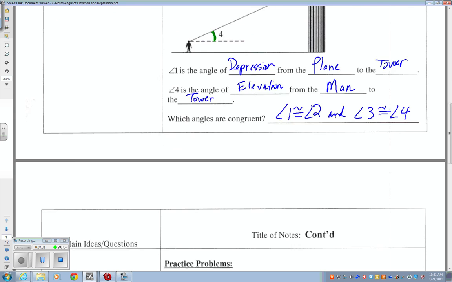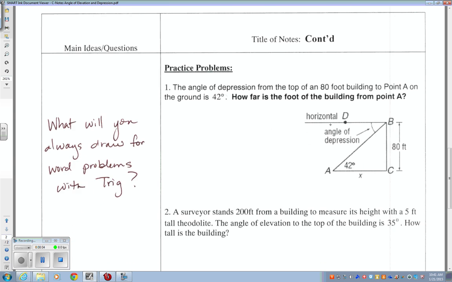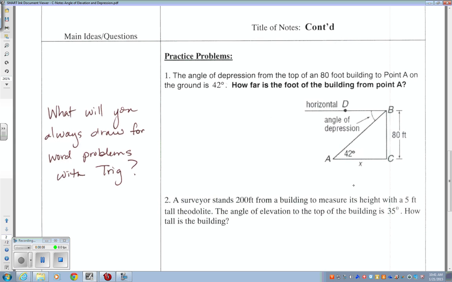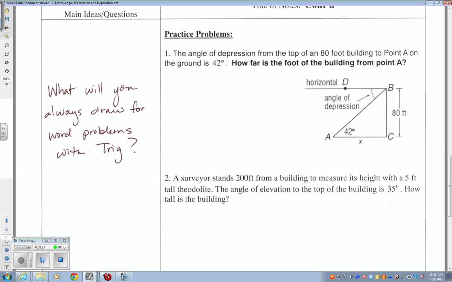All right, so flip it over. Now we're going to go straight to our practice. It says the angle of depression from the top of an 80-foot building to point A on the ground is 42 degrees. How far is the foot of the building from point A? They went ahead and labeled the scenario for you. Sometimes the picture is given and sometimes it's not, and we have to know how to do both ways.